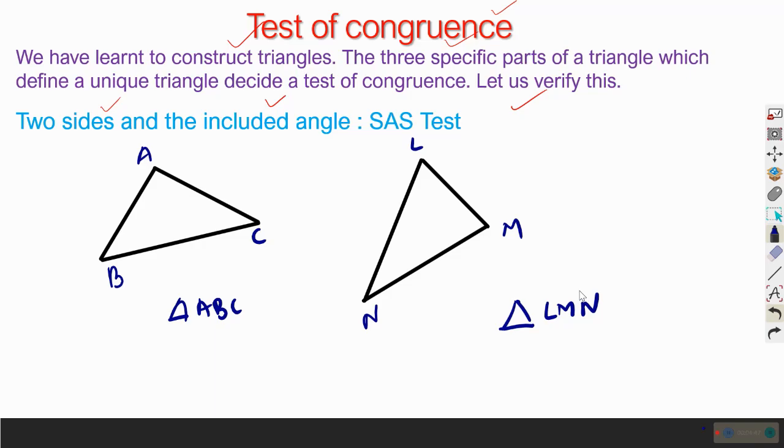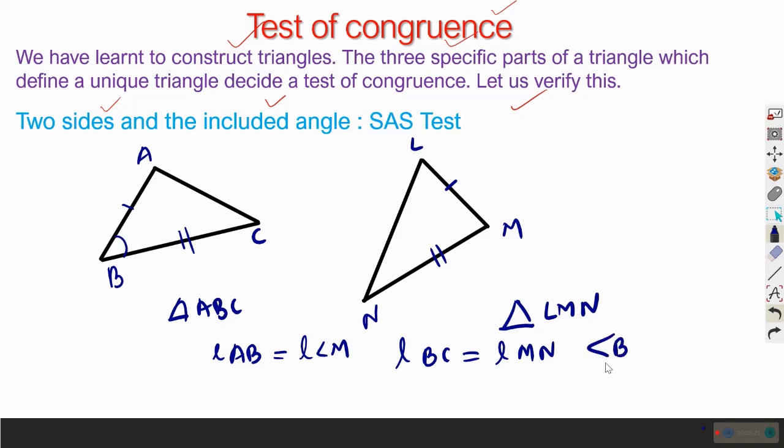From this we should conclude that if the length of AB is equal to the length of LM, you will mark it like this. And if the length of BC is equal to the length of MN, we will mark it like this to say that they are congruent. And if this angle B and angle M, if we measure it, are found to be equal, we can mark M also in the same way.